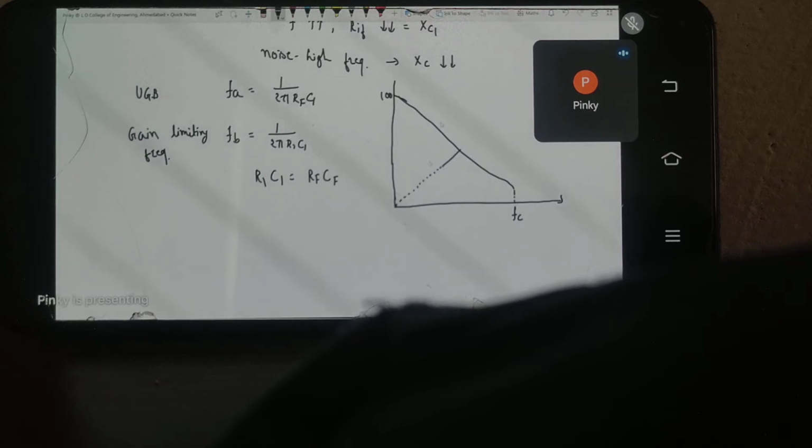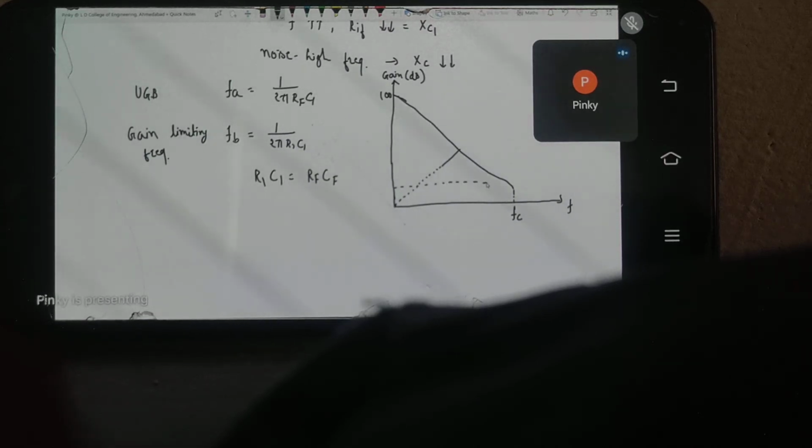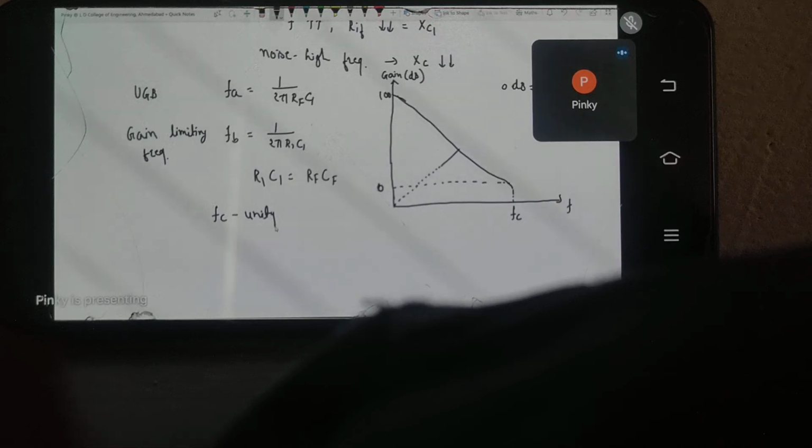So, students, first let us consider this is the plot of gain, where gain is given in decibels. And this is the frequency. FC is the frequency at which your gain is unity. Unity means 0 dB. Okay, 0 dB is equal to absolute value 1. So here FC is the unity gain bandwidth.